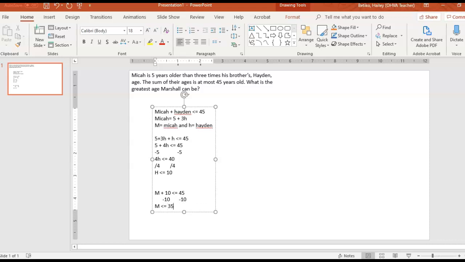And that would make sense because with Micah being 35, the greatest he can be, or the oldest he can be, is 35. So 35 plus 10, which is what Hayden is, is 45. So it's less than or equal to 45. Hopefully that helps. Let me know if it doesn't.